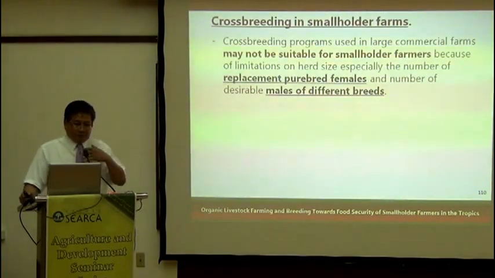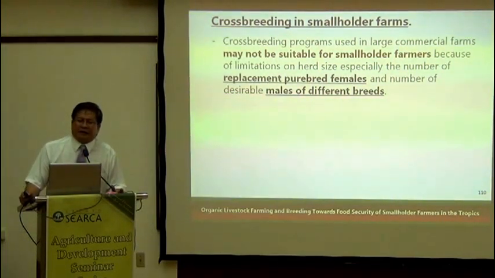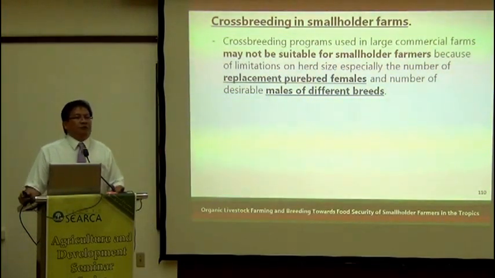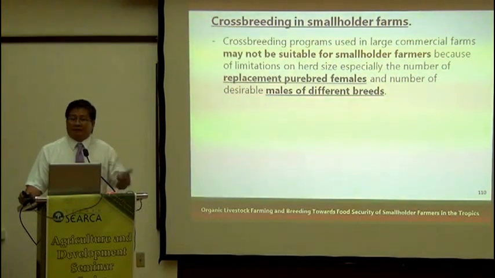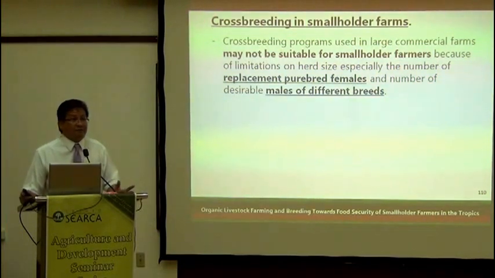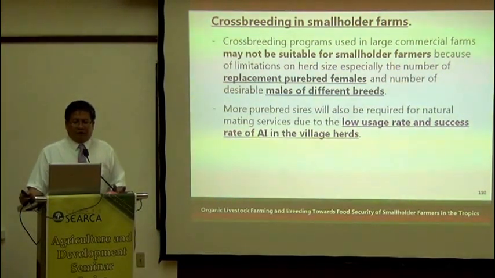And then, although if you are to do crossbreeding in smallholder farms, I think the crossbreeding programs being practiced in large farms may not actually be suitable for smallholder farms. The main problem there is numbers, herd size, wherein we don't have the numbers for replacement purebred females, more so with the males coming from different breeds. So simply copying from large commercial farms, I don't think would work.